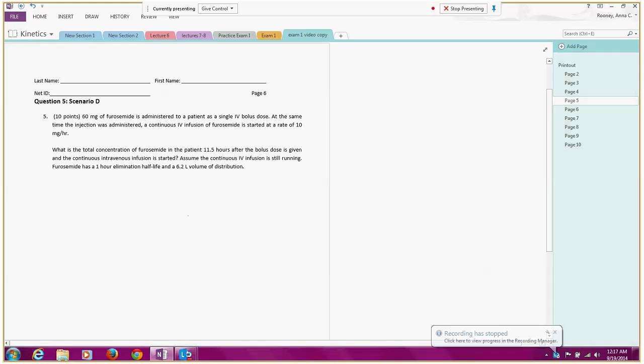So, we're skipping number 4 and we're going directly to number 5. I have aggravated my cough by talking so much and so loudly.